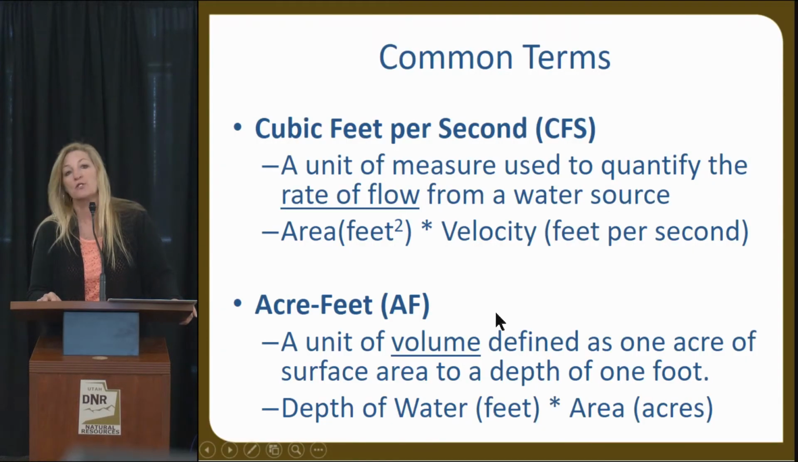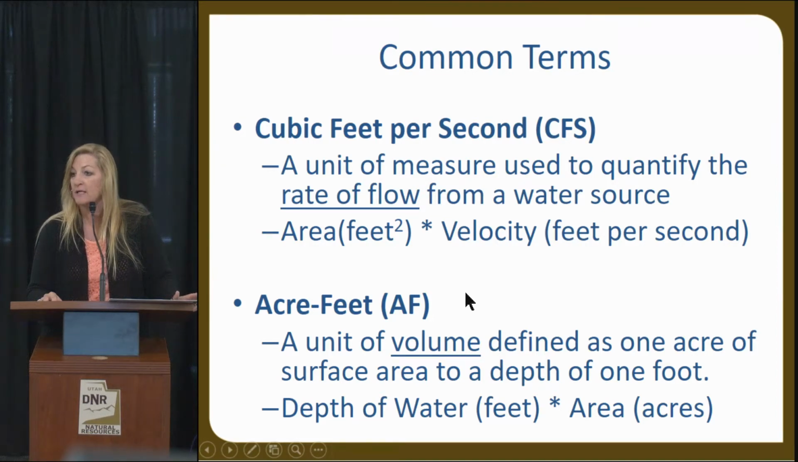Again, the definition of a cubic feet per second is a unit of measure used to quantify the rate of flow from a water source. The acre-feet amount is the volume. An acre-foot is 1 acre of land with water a foot deep.